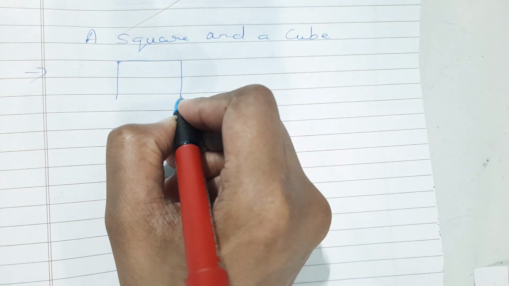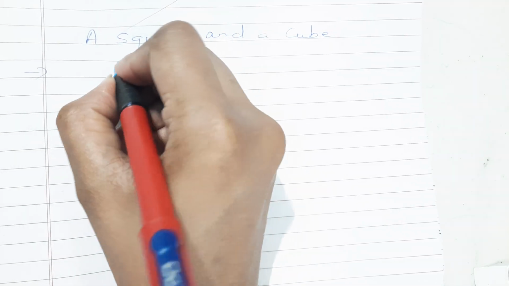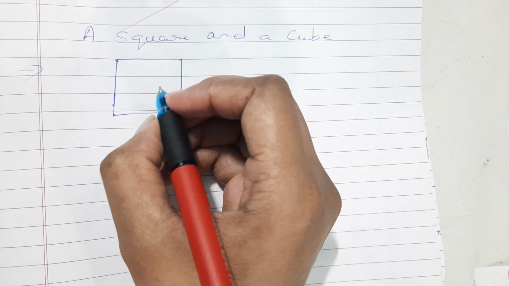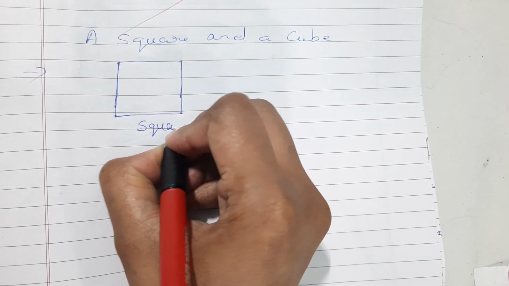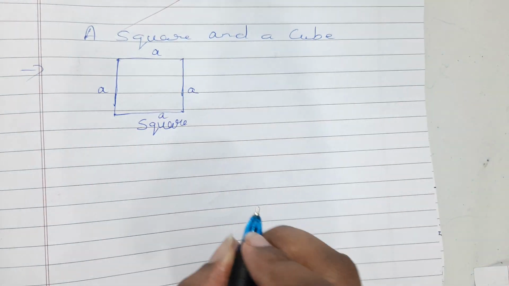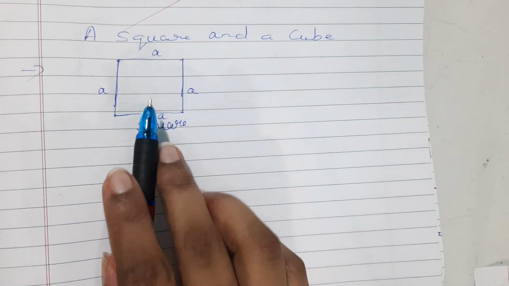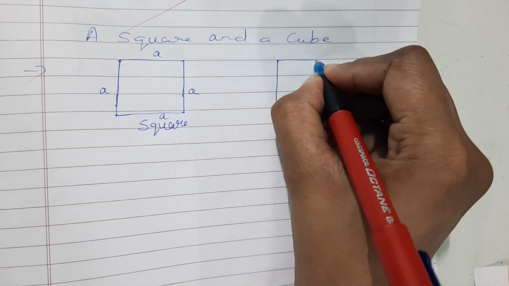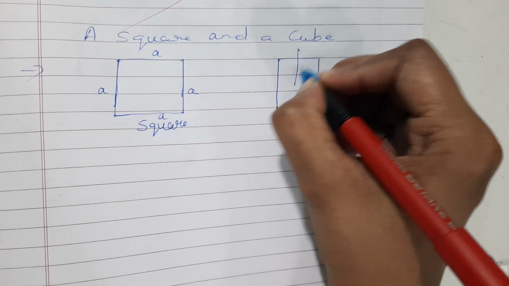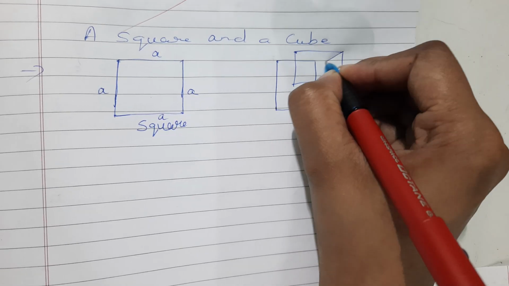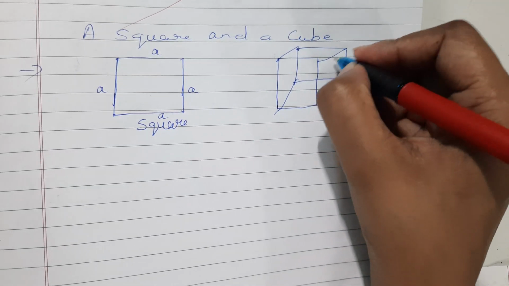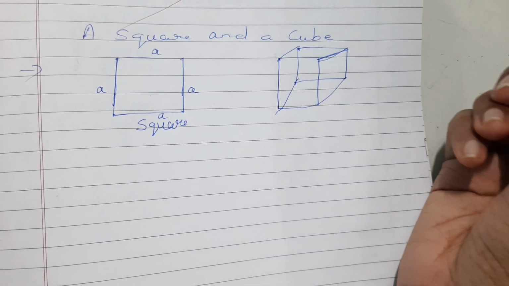This is a square. Let me draw a proper square. Okay, so this is a square. For a square we know that all sides are equal, right? And a cube will be like this. This will give a 3D structure.